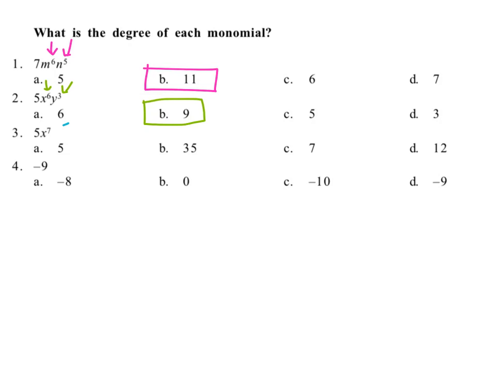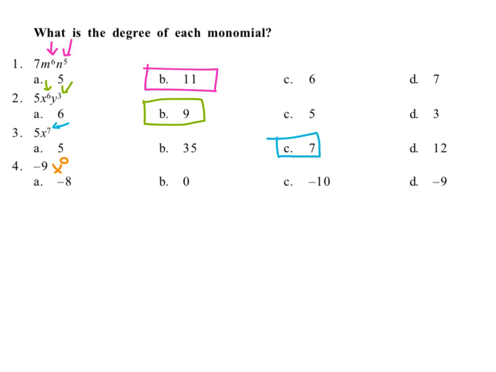This next one only has a single variable on it, and so that exponent on that variable is the degree, so this has a degree of 7. And of course, if it is a constant and it's not 0, then we say that it has degree 0. You can think of it like this. This negative 9 could just as easily be written as negative 9 x to the 0.